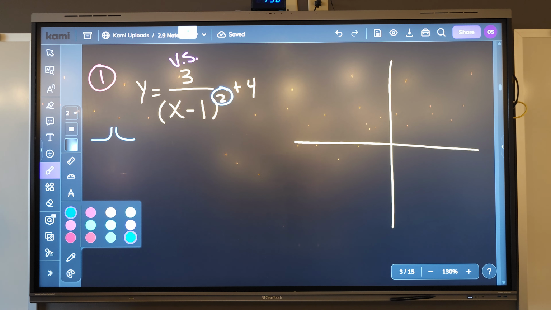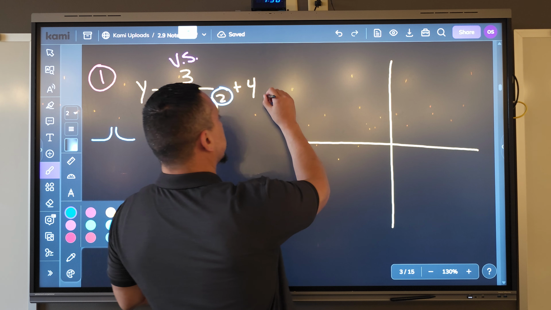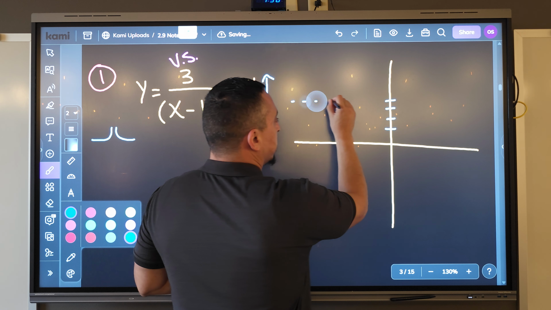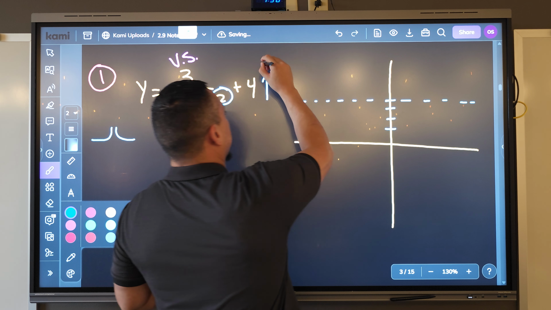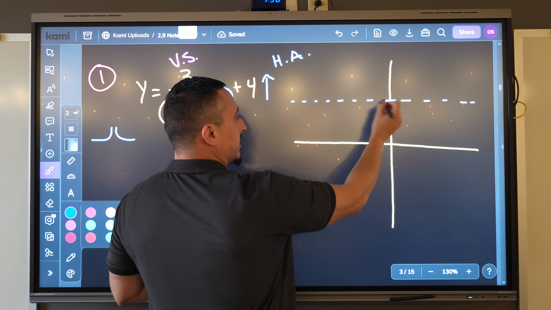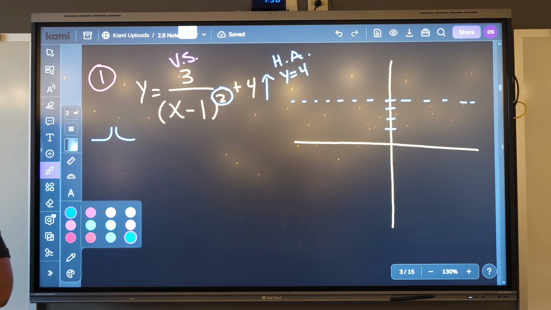Araceli, what does that plus 4 tell me? So your horizontal, because it's going to go up 4. So 1, 2, 3, 4. Boom, boom, boom, boom, boom. There's your HA. Okay. HA, since it's only touching the y-axis, at y equals 4. Okay, just put those on there. Very good. Any questions so far?